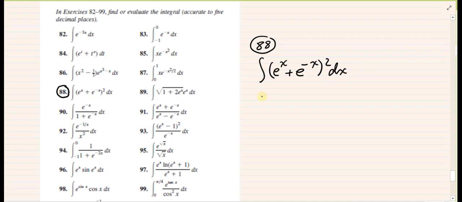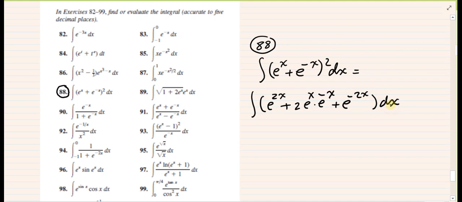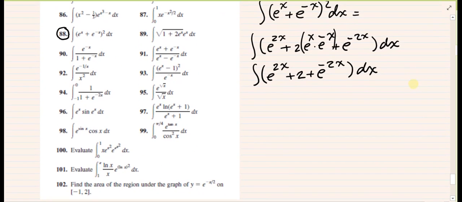Okay, so what we could do is expand the binomial, and when we expand it becomes e to 2x. You square the first, plus twice first by second, plus you square the second one. Now of course the middle term here is just 2, because e to the x times e to negative x, x minus x is 0, and e to 0 becomes 1. Now we can integrate individual pieces of the integrand.